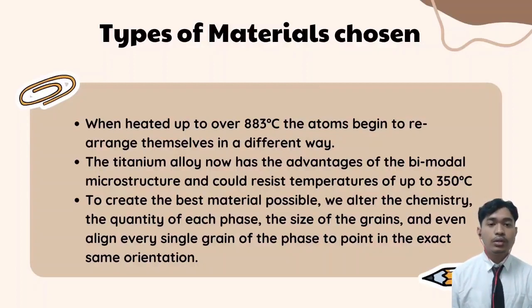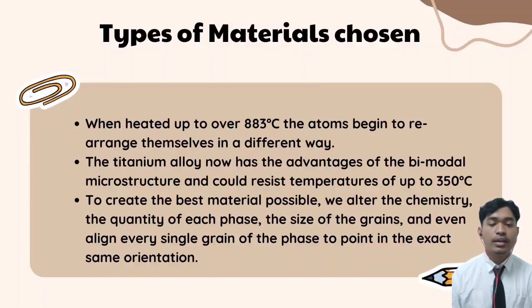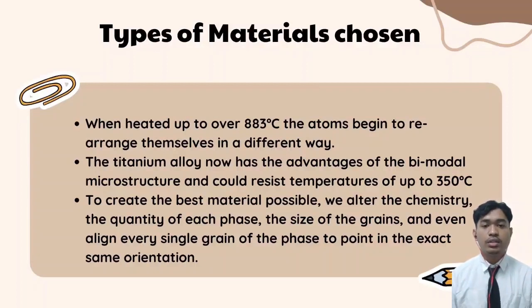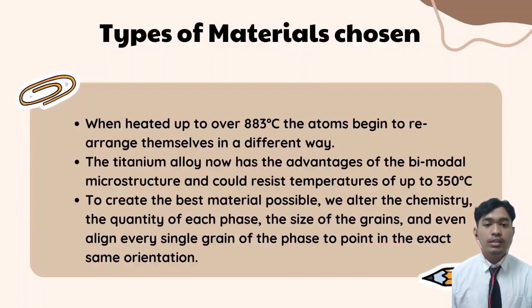We add vanadium in order to stabilize this new phase to maintain it when we cool it back down. Additionally, we add aluminum, which stabilizes the alpha phase and lightens its weight. The titanium alloy now has the advantage of a bimodal microstructure and can resist temperatures of up to 350 Celsius, since the beta phase is more ductile than the alpha phase. Given that it contains both phases, Ti6Al4V is known as an alpha-beta titanium alloy.